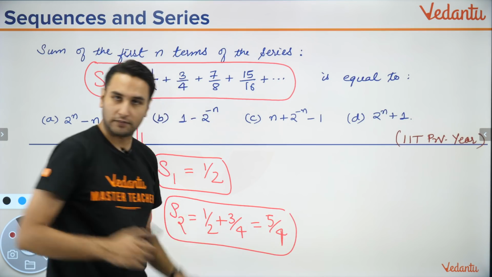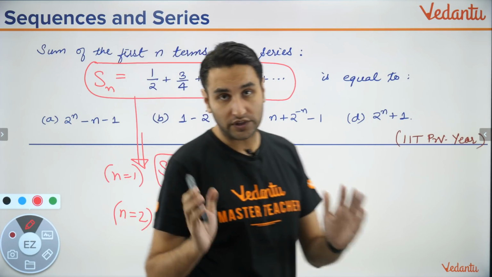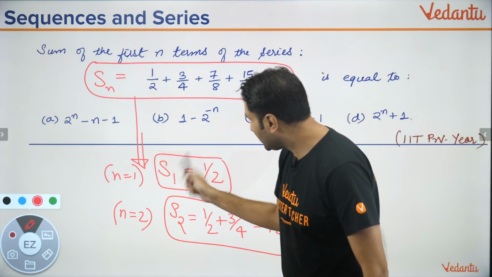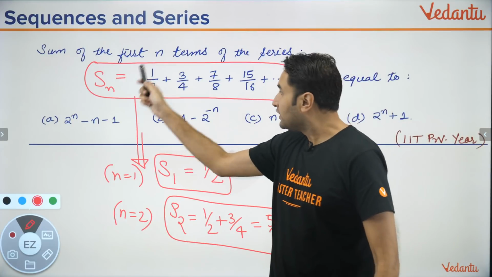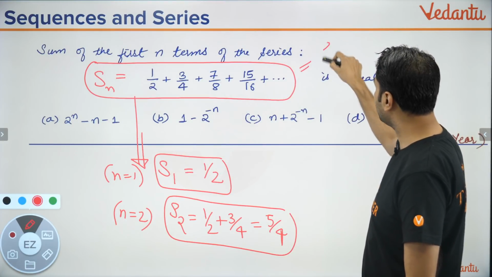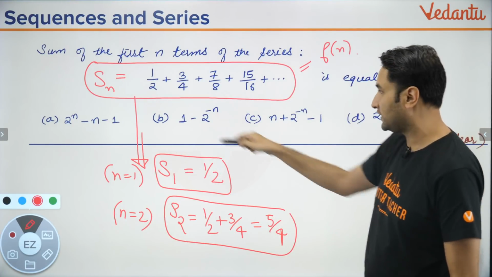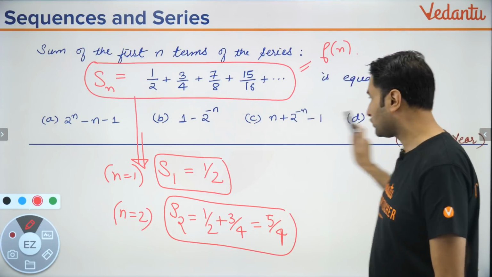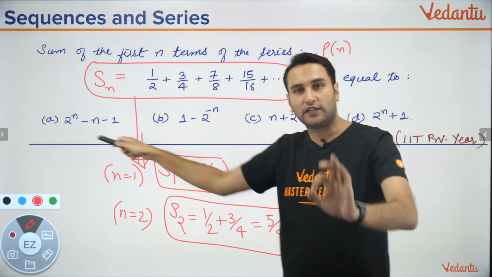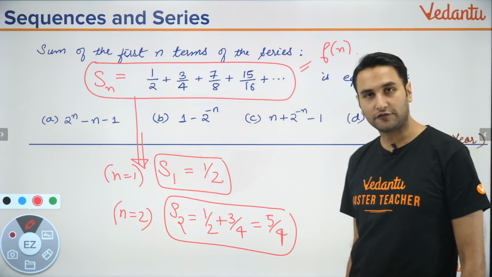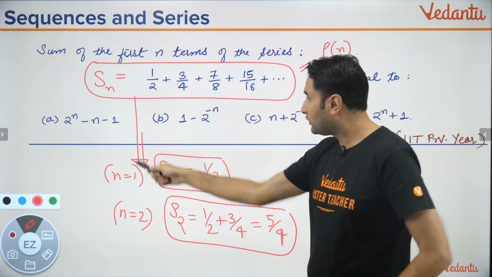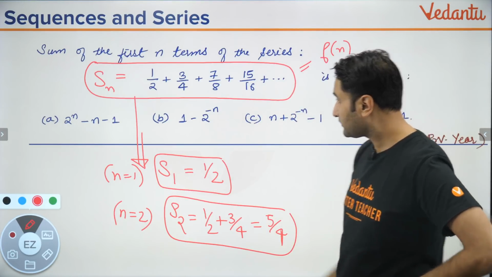So this is the concept. Now अब ऑप्शंस को चेक कर लेते हैं. मुझे पता है S1 तो half है, मतलब whatever is the formula, it is some function of n, right? It is some function of n. One of the options is correct. अगर मैं ऑप्शंस में n को 1 रखूं, if I put n is equal to 1 in the options, answer should be half. Agree? If the option is correct. जरा n को 1 put करो, put n is equal to 1.